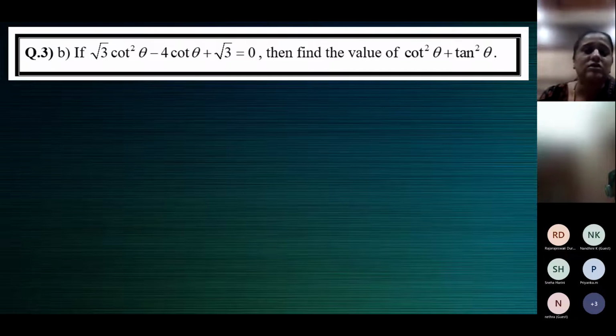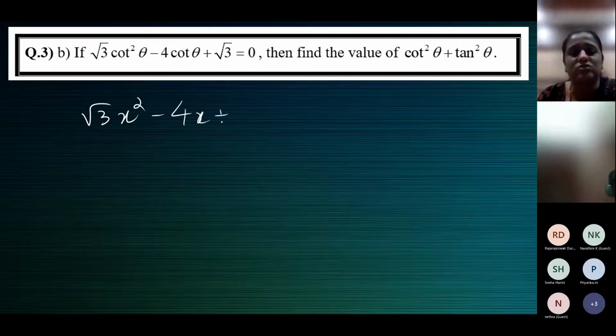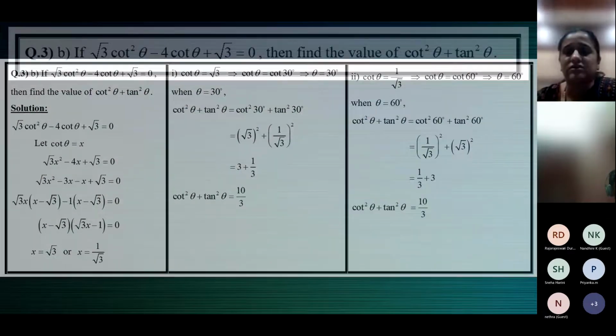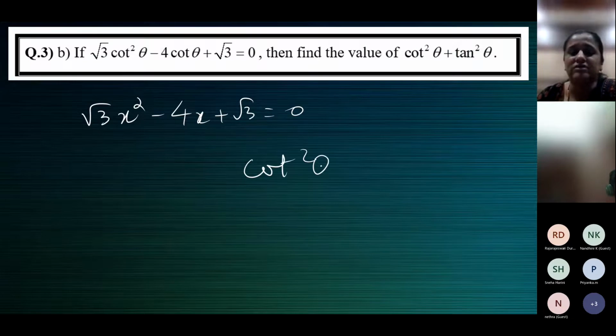And this, I told you, you will have to convert to a quadratic equation in x by replacing cot theta with x. So it will be root 3 x square minus 4x plus root 3 is equal to 0. In place of cot theta, use x, and rewrite the equation using x. So now it's a quadratic equation in x. Split the middle term. Find the 2 values of x. The 2 values of x will be the 2 values of cot theta, because cot theta is the x we have assumed. So using them, you can find theta and hence evaluate cot square theta plus tan square theta.